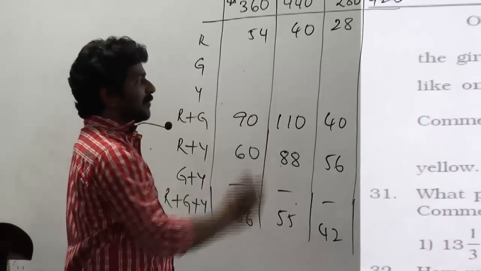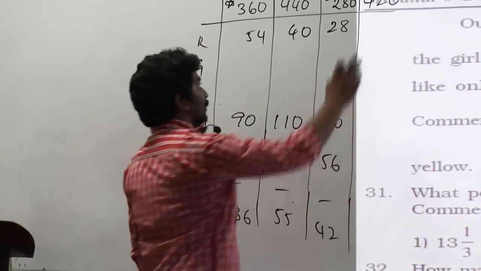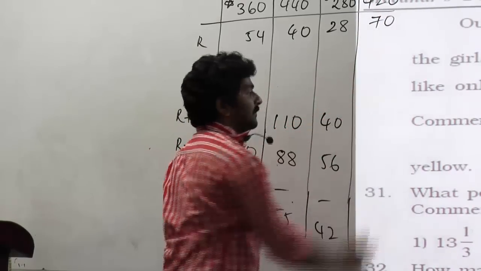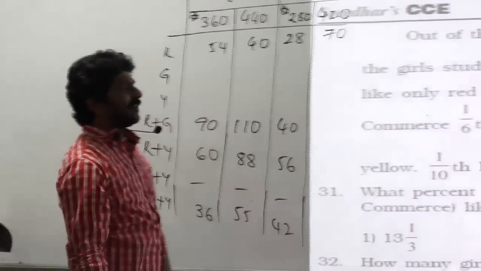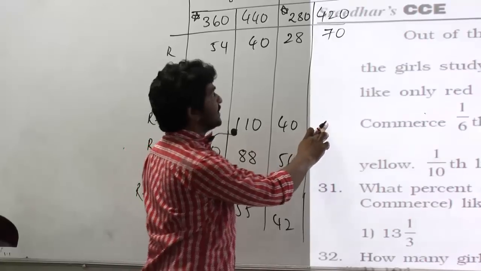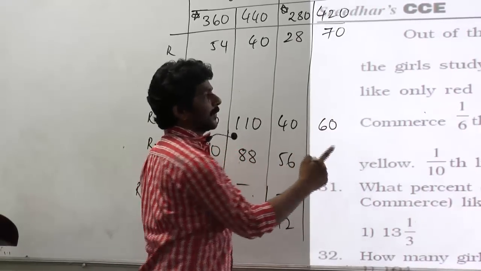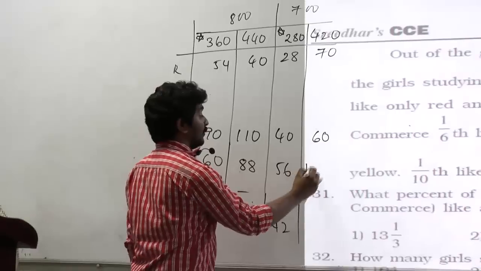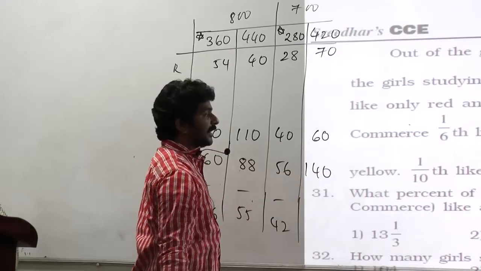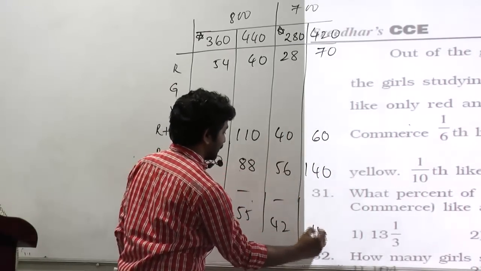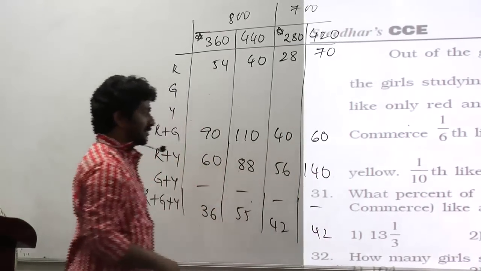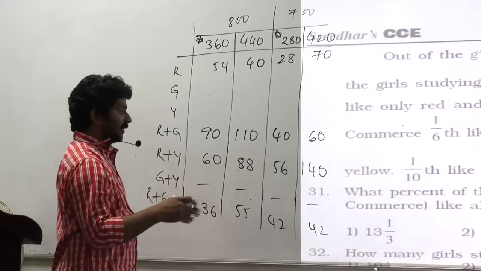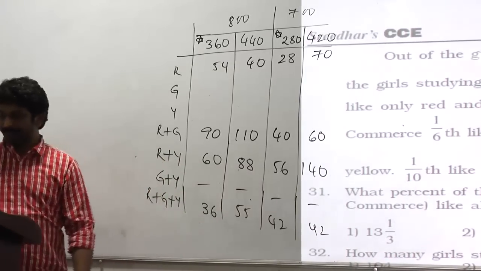Out of the girls studying commerce, 1/6 like only red, which is 70. 1/7 like only red and green, which is 60. 1/3 like red and yellow, which is 140. 1/10 like all the three colors, which is 42. This information is not given. 200, 312, right, still you have some information.